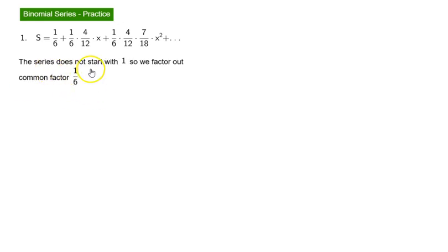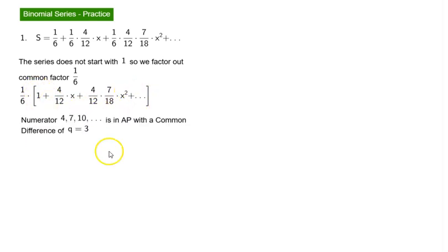So here the series does not start with 1. So we factor out common factor 1 by 6. When we do that, we get that 1. So now focusing on the bracketed expression, we notice that the numerator of the nth term is 4, 7, 10 and so on is in AP with a common difference of q equal to 3.